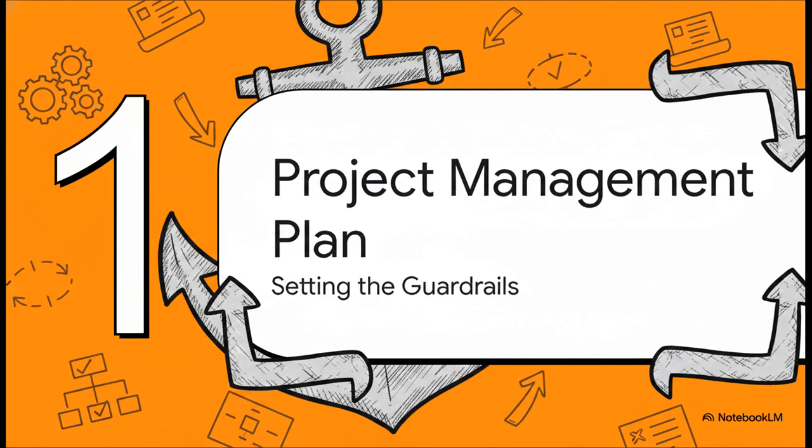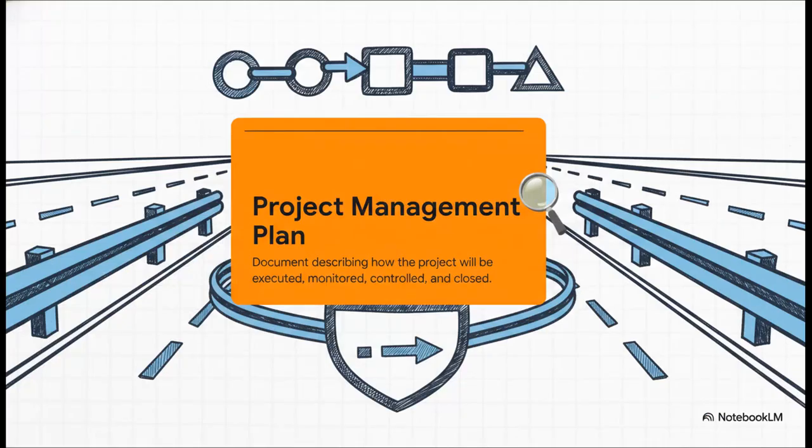This is where we anchor the entire project. You really want to think of this plan like the guardrails on a highway. It's the ultimate document that dictates exactly how the project is going to be executed, monitored, controlled, and eventually closed out. It includes all your subsidiary plans, your baselines, the whole shebang. But why does this actually matter? Well, because establishing these guardrails allows your team to stay in control. It gives them the freedom to act quickly and be flexible, but within a safe, clearly defined boundary.